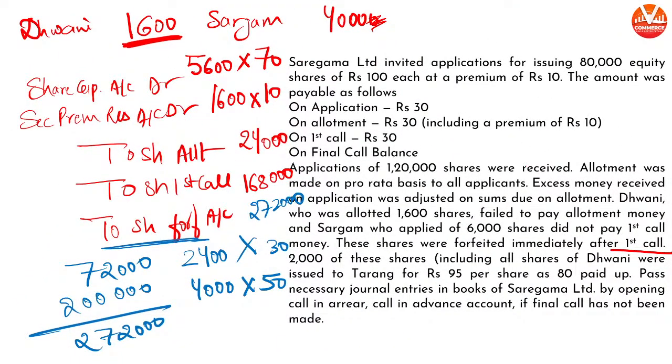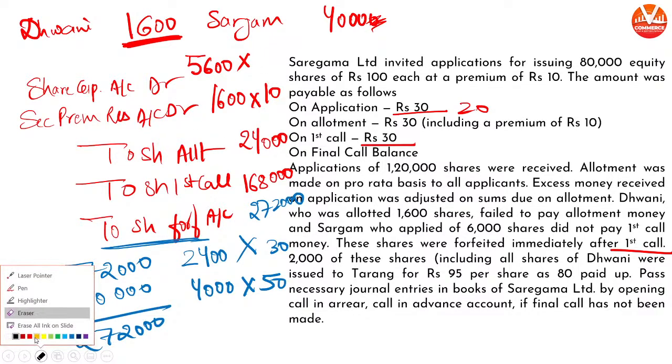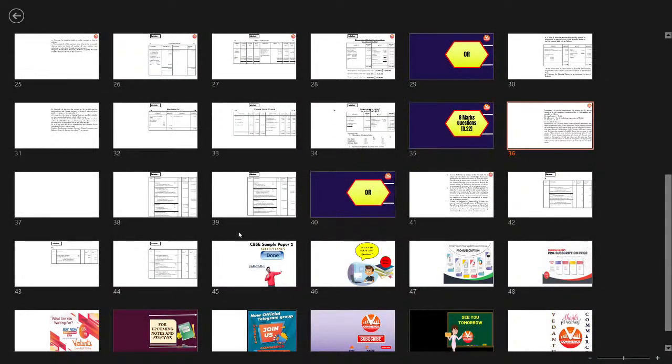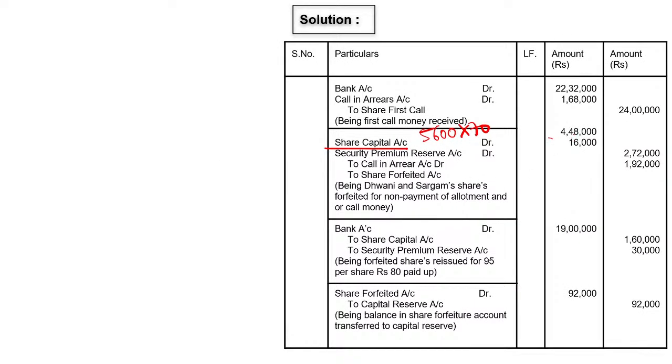So, the called up value is 70, na? 30, 20, 30, 30, 50, 50 and 30. 80 is called up value. Sorry, the called up value is 80. It is not 70. The called up value is 80. So 5600 multiplied by 80, it will be 4,48,000. So called up value is 80, not 70.